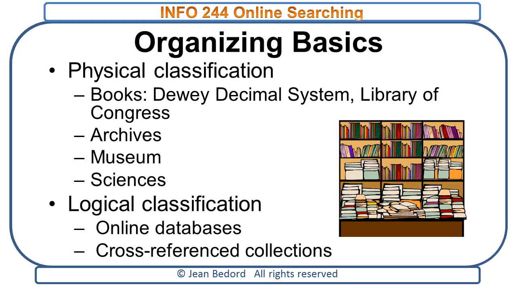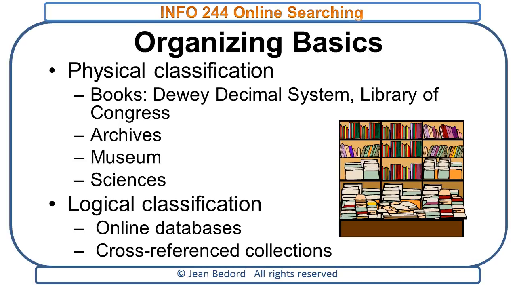Classification is divided into physical and logical classification. A physical object needs a unique storage location. Then there has to be a way of finding that object again, whether it's a book or a piece of paper or a painting. Libraries use the Dewey Decimal System and the Library of Congress system to put books on shelves so they can be found again. Same with archives and museums. They need a way of organizing physical stuff.